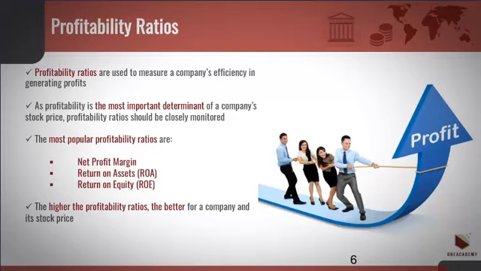The most popular profitability ratios are net profit margin, measured as net profit divided by total revenue; return on assets, ROA, which is net profit divided by total assets; return on equity, ROE, calculated as net profit divided by total equity. The higher the profitability ratios, the better for a company and its stock price.